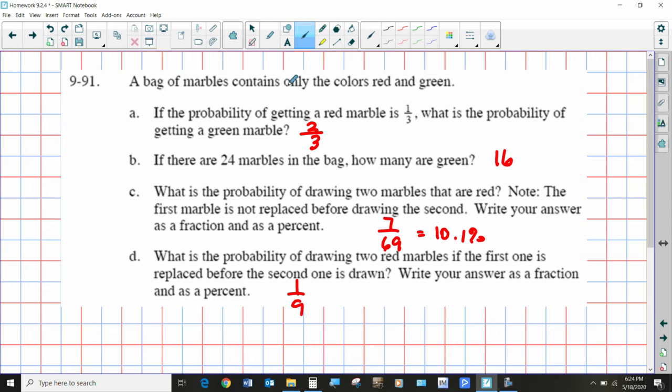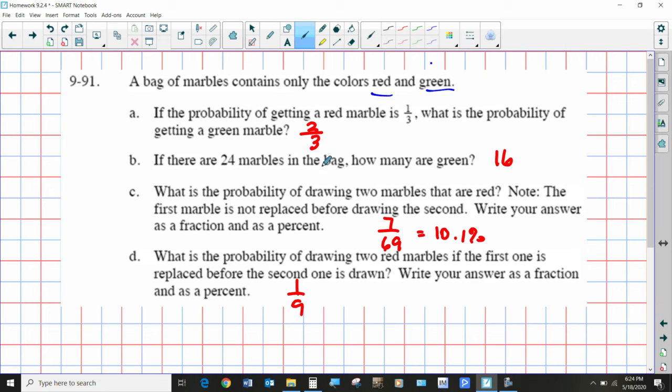A bag of marbles contains only colors red and green. If the probability of getting a red marble is 1/3, what's the probability of getting green? Well, it only has red and green. So if 1/3 of them are red, then the others, which would be 2/3, would have to be green.